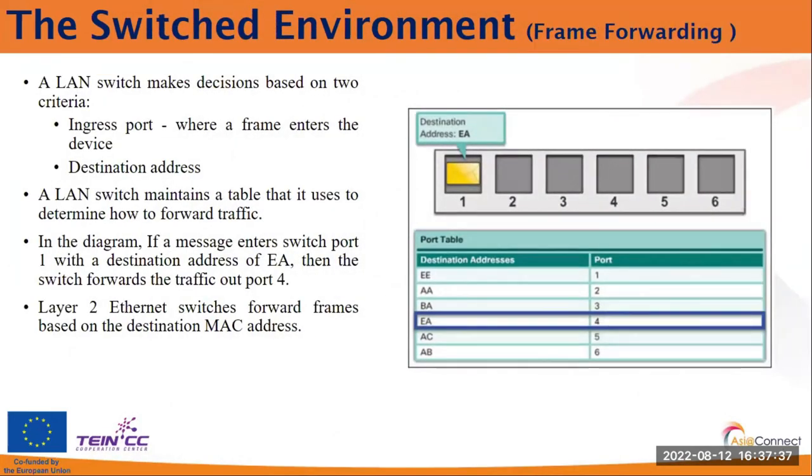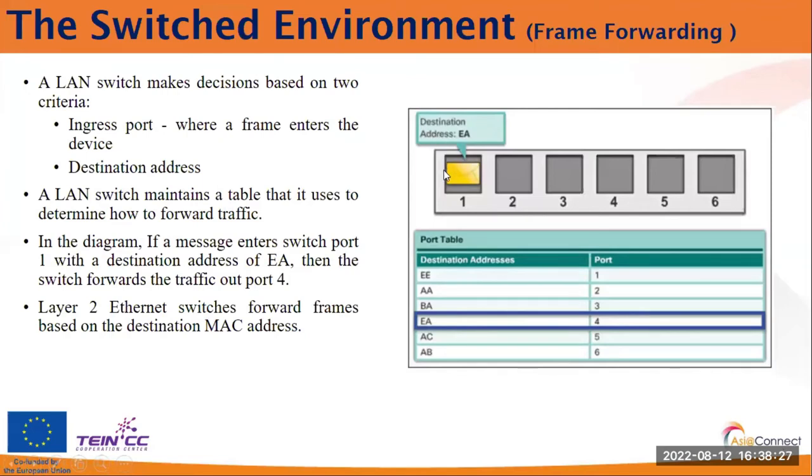A LAN switch contains a table that is used to determine how to forward traffic through the switch. Using the example in this figure, a message enters switch port 1, and the destination address is EA. The switch looks up the outgoing port for EA and forwards the traffic out port 4, because in the port table you can see destination address and port address: port 1 contains EE, 2 is AA, 3 is BA, 4 is EA.